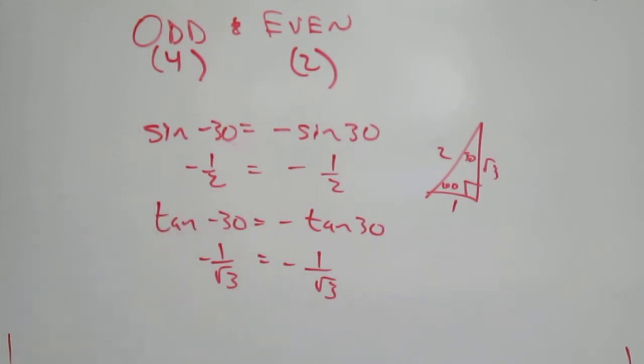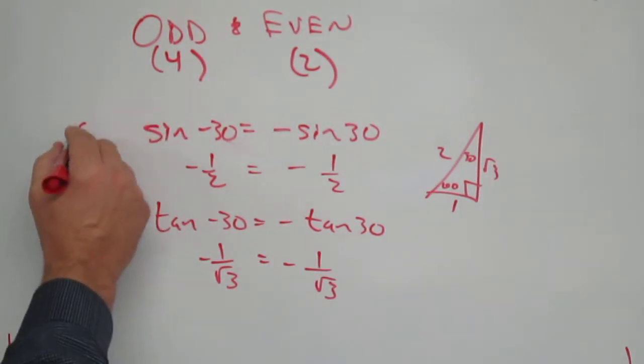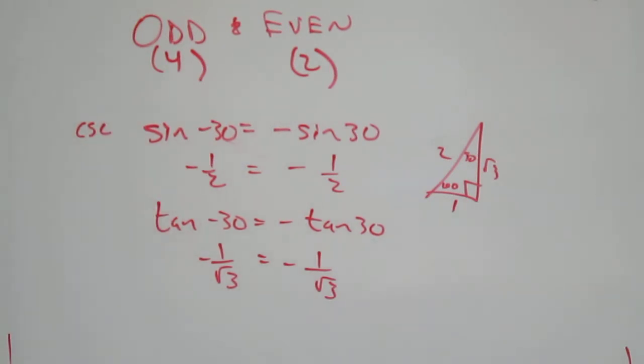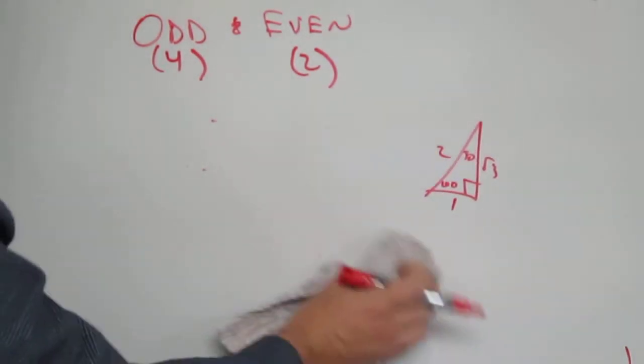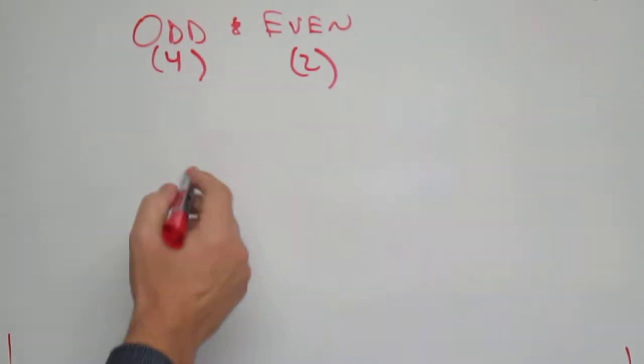Both of their reciprocals would also be odd. So since cosecant is a reciprocal function of sine, it's an odd function, and cotangent is a reciprocal of tangent, so it's an odd function. The even functions are cosine and its reciprocal, secant.